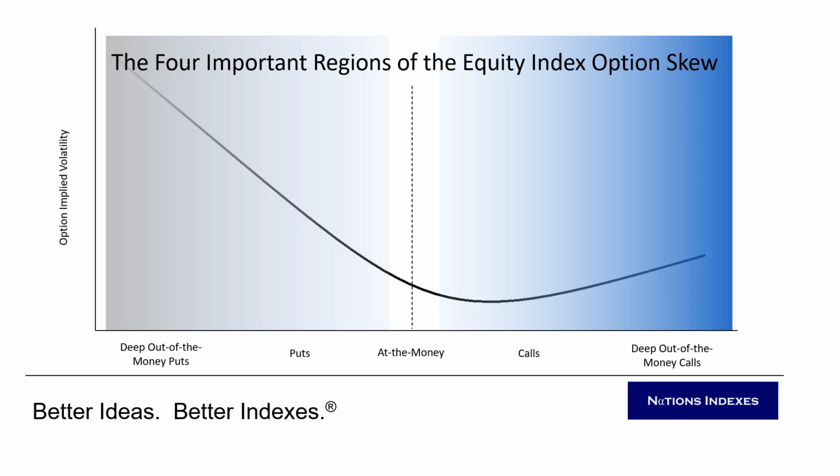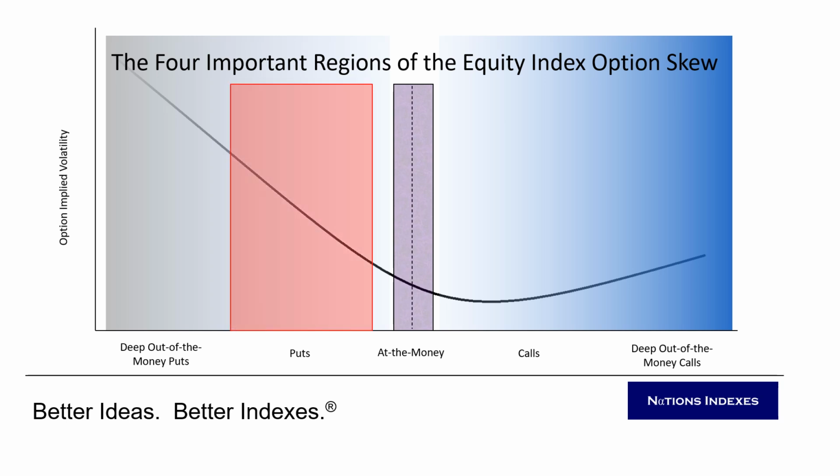The first of those four regions is made up of at-the-money options, which are those options which have strike prices very near the current price of the underlying asset. Nations VolDex measures the cost of options in this region. The second region is out-of-the-money put options, which are those puts with strike prices which are below, but not too far below the current price of the underlying asset or index. These are the options that traders might use to express bearish sentiment, or that an investor might use to hedge downside exposure. Nations PutDex measures the normalized cost of these options.